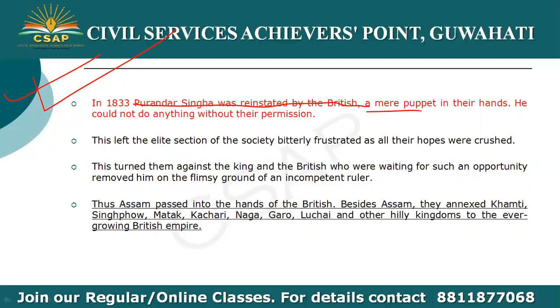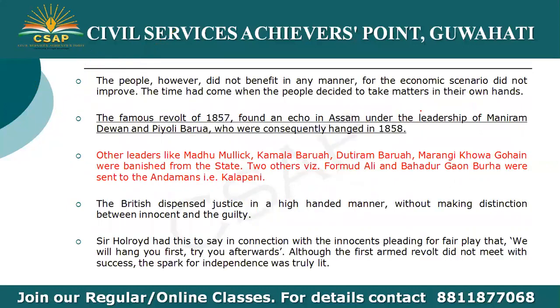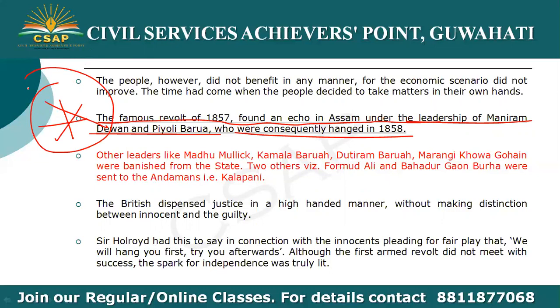Besides modern day Assam, the British also annexed Khamti, Singpho, Motok, Kosari, Naga, Garo, Lusai and other hilly kingdoms to the ever-growing British Empire. The people, however, did not benefit in any manner, for the economic scenario did not improve. And the famous revolt of 1857 found an echo in Assam under the leadership of Moniram Dewan and Purli Borua, who were consequently hanged in 1858. So these dates are very important.